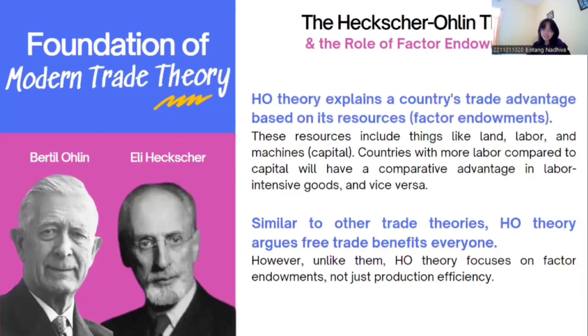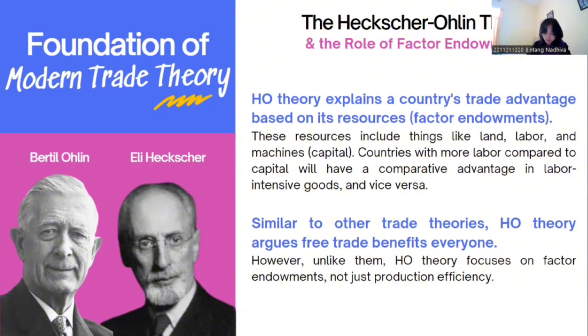The next one is the Heckscher-Ohlin theory and the role of factor endowment. Heckscher-Ohlin theory explains a country's trade advantage based on its resources or factor endowment. These resources include things like land, labor, and machines. Countries with more labor compared to capital will have a comparative advantage in labor-intensive goods, and vice versa.